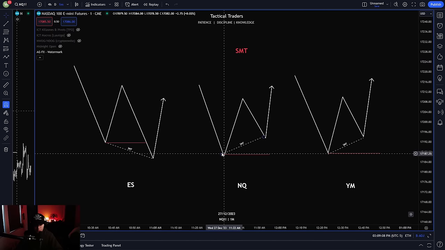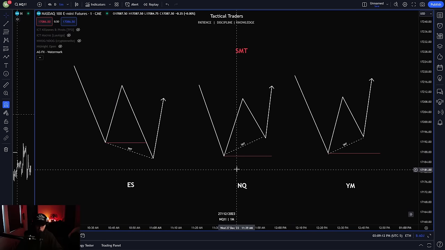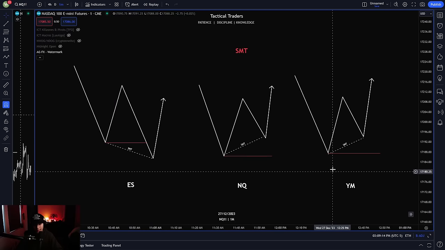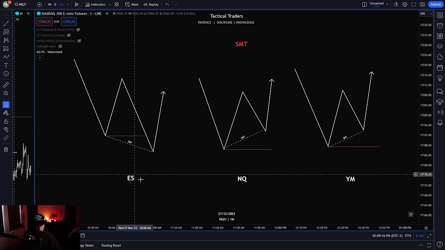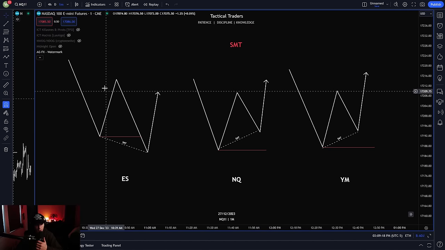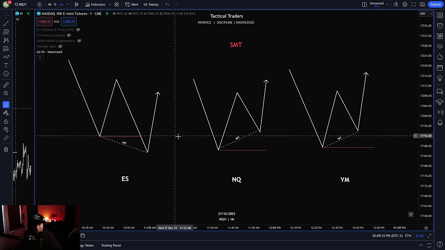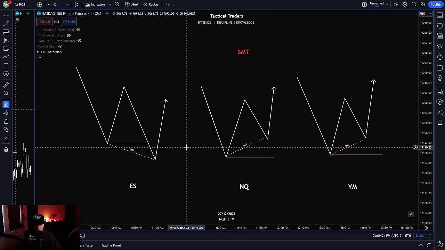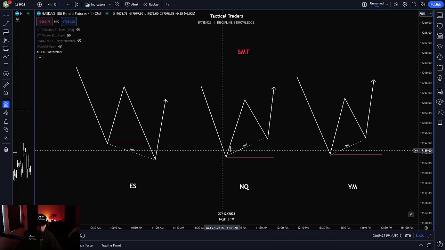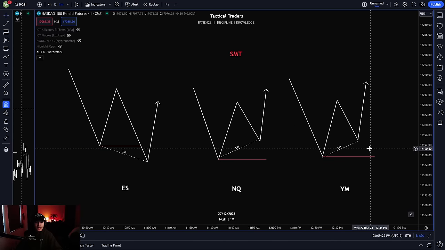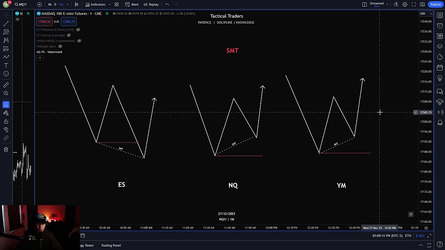Now, in this example, you can see ES is making a lower low while NQ makes a higher low, and YM also makes a higher low, right? So we can talk about the E-mini, the NASDAQ, and the Dow. When ES ends up selling off, creating a lower low, this creates an SMT divergence, right? The divergence between indices, because ES is making a lower low while NQ and YM make a higher low. This is a bullish divergence.